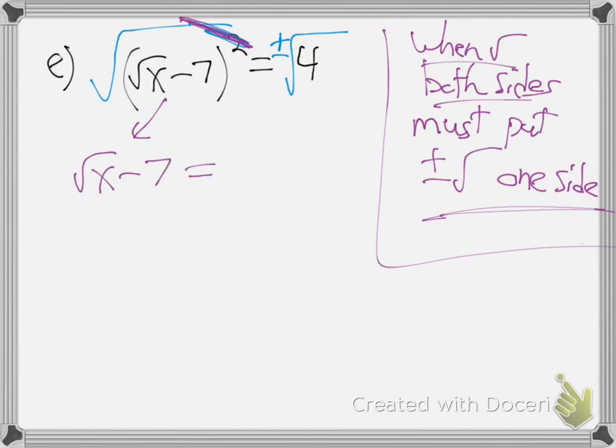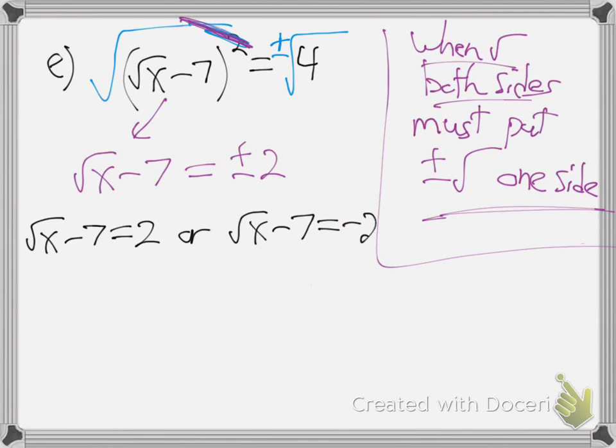We haven't touched that inside root yet. The other side's plus or minus 2, isn't it? Now, what do we do with plus or minus 2? It's actually 2 separate equations. We just say, okay, I've got root x minus 7 is 2, or root x minus 7 is minus 2. Good. And now we just solve them both.